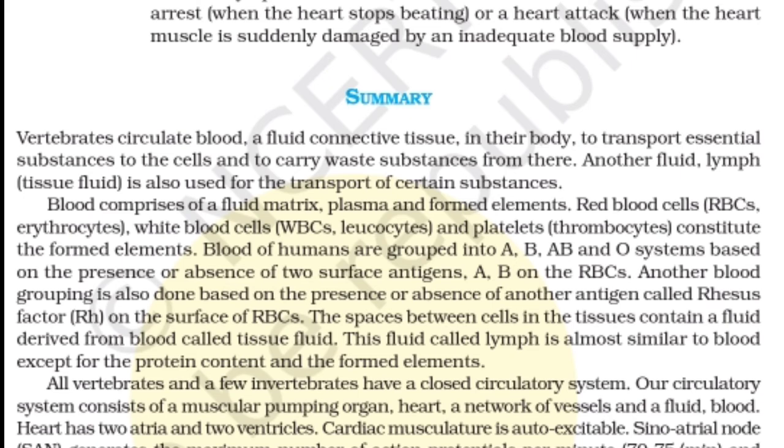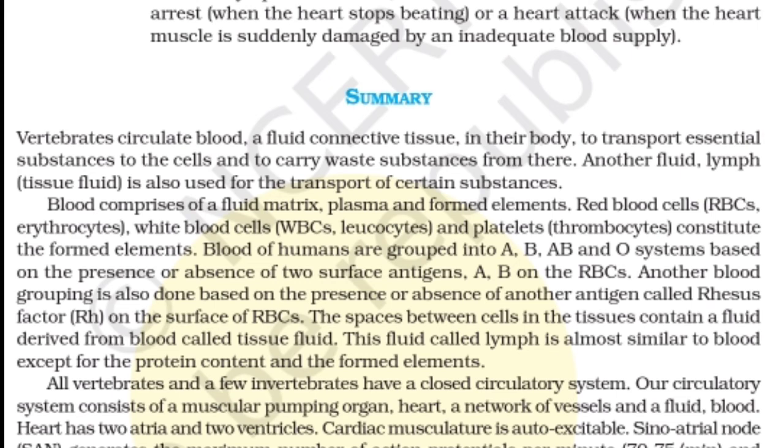Summary. Vertebrates circulate blood, a fluid connective tissue, in their body to transport essential substances to the cells and to carry waste substances from there. Another fluid, lymph (tissue fluid), is also used for the transport of certain substances. Blood comprises a fluid matrix, plasma, and formed elements. Red blood cells (RBC) or erythrocytes, white blood cells (WBC) or leukocytes and platelets or thrombocytes constitute the formed elements.